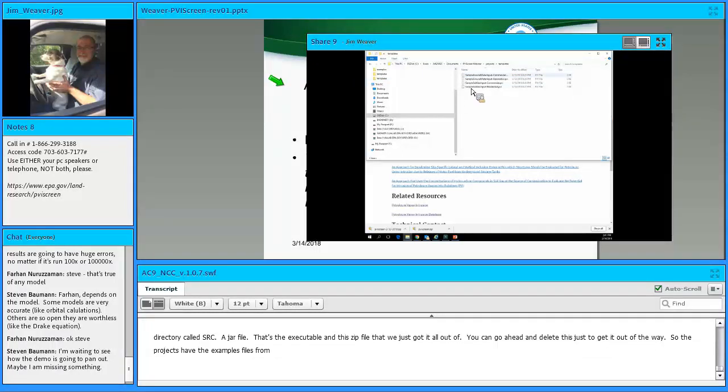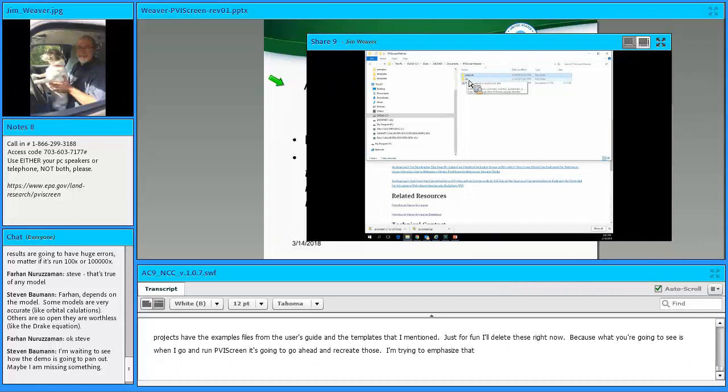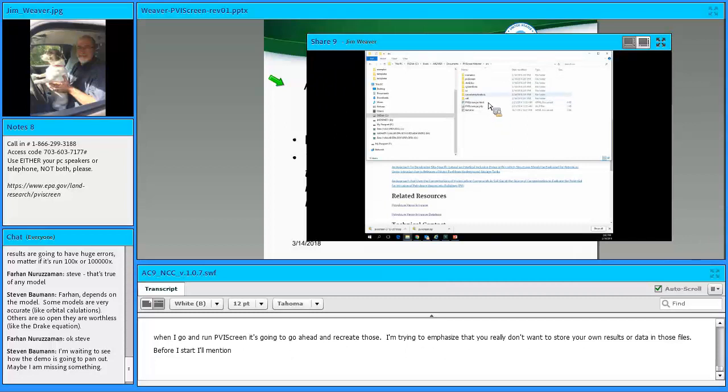And just for fun, I'll delete these right now, because what you're going to see is when I go and run PVIScreen, it's going to recreate those. So I'm trying to emphasize that you really don't want to store your own results or data in those files. Before I start, I'll mention SRC stands for the source code. And in the source code directory, you have all the source code for the model.